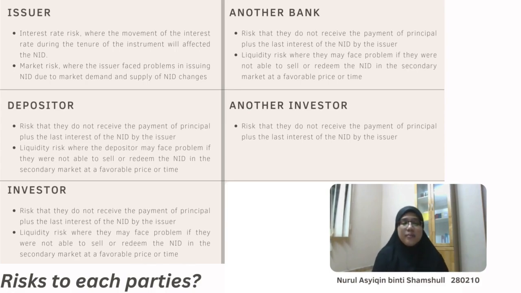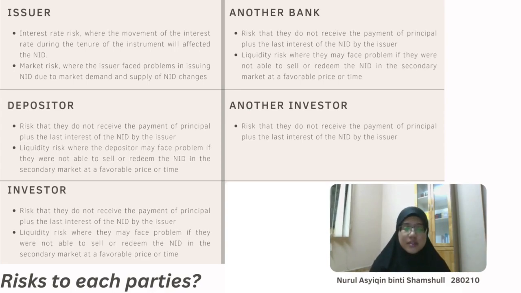Next, for another bank, the first risk they might face is that they do not receive the payment of principal plus the interest of the NID by the issuer. The next risk is liquidity risk, where another bank may face problems if they are not able to sell or redeem the NID in the secondary market at a favorable price or time. In a situation where another bank needs immediate cash, they plan to sell the NID in the secondary market, it would pose a problem to another bank if the price and the rate at the time is unfavorable.